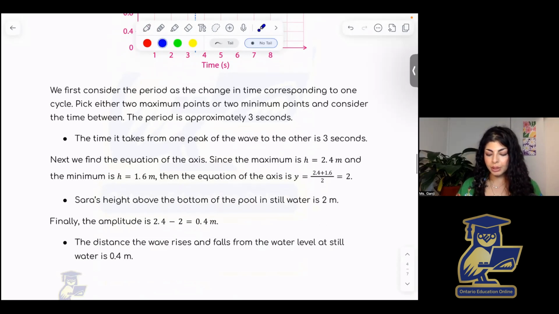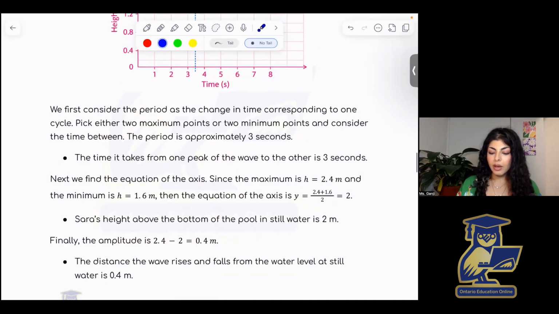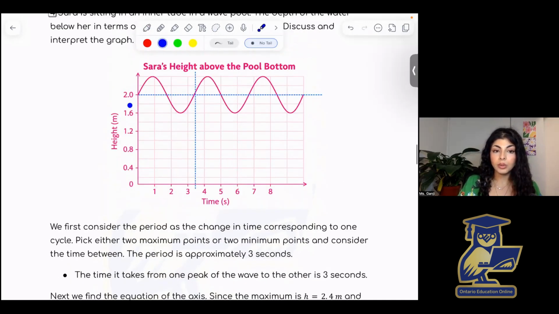And finally, the amplitude, which is here I found the difference between the maximum and the equation of the axis, so 2.4 minus 2, which is 0.4 meters. And this is the height of each wave. So when the wave comes and the water height rises, then it goes up by 0.4 meters. And also when the wave goes down, the water goes down by 0.4.